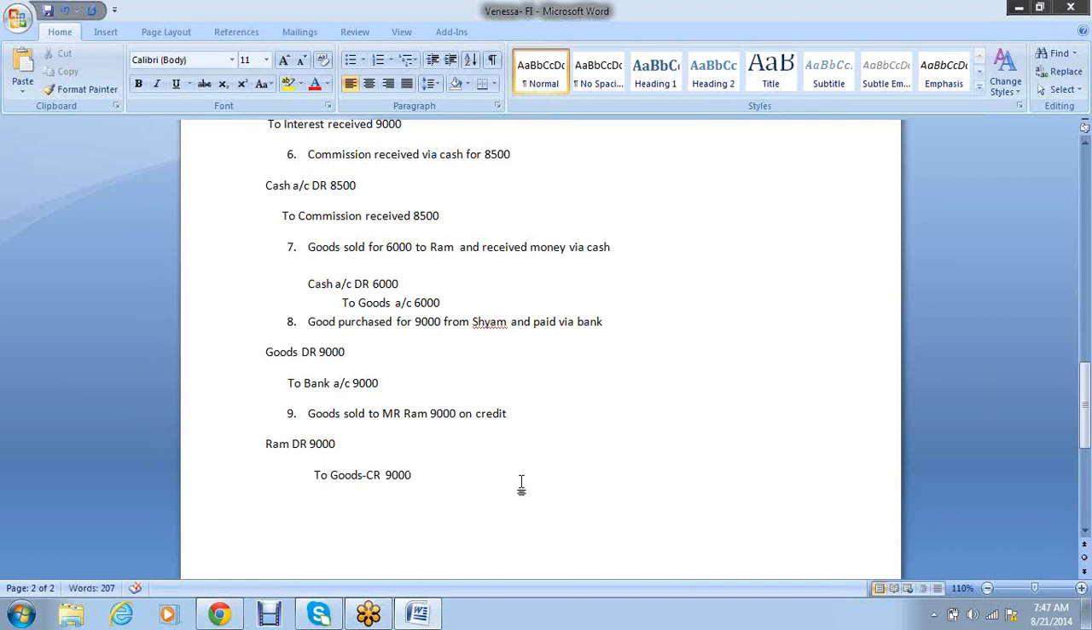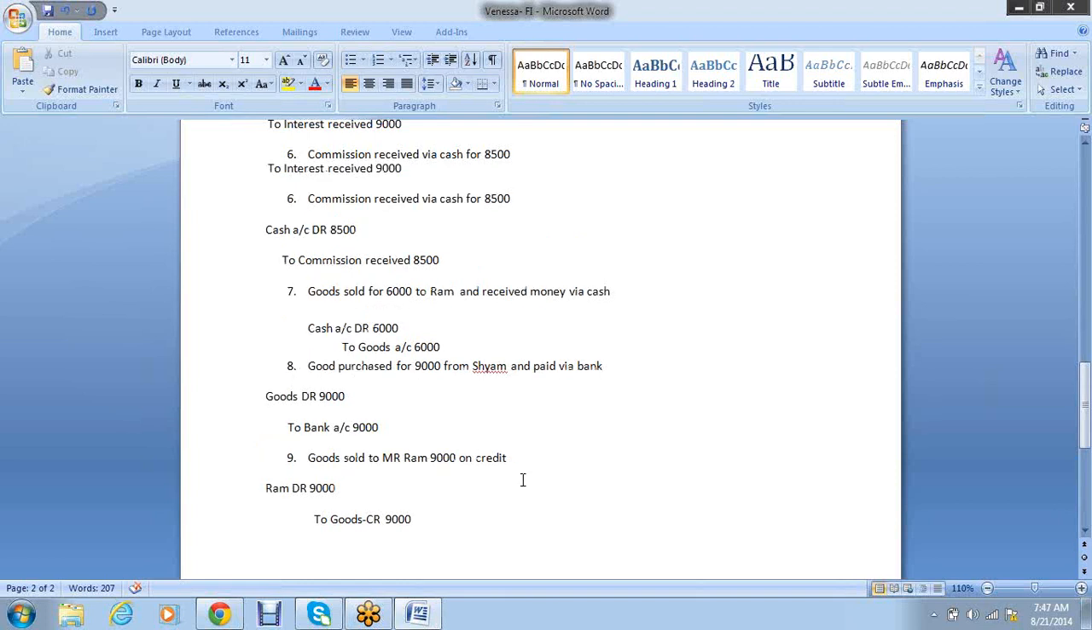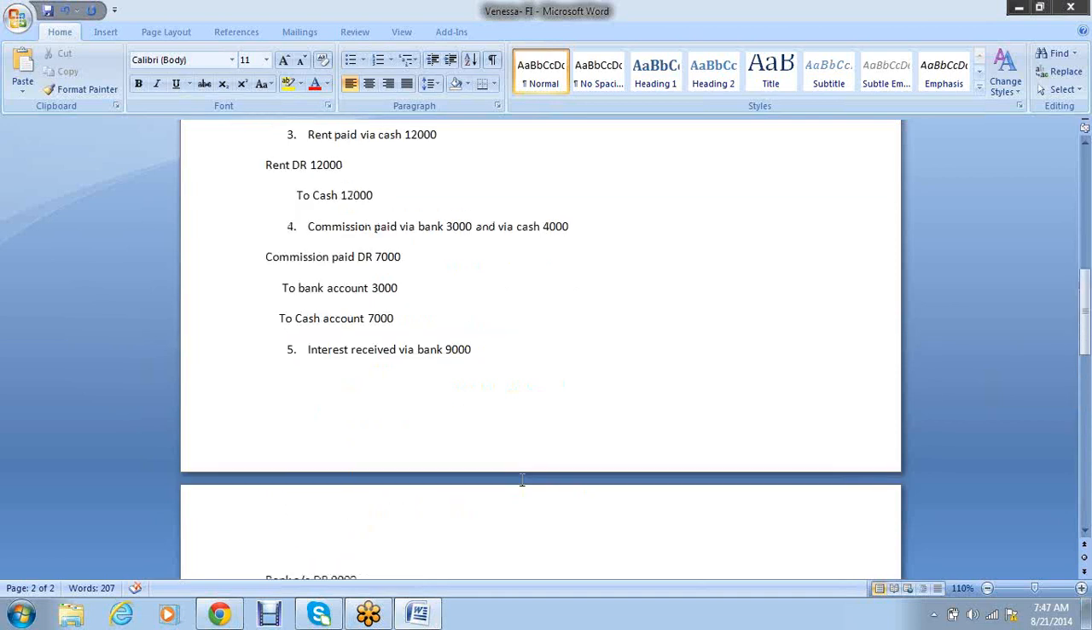Because he has to pay it back. The goods are going out, so my goods is going out. What goes out? Credit. Ram is receiving the money. Debit the receiver, credit the giver. I have written the reverse. Yes, debit the receiver, credit the giver.